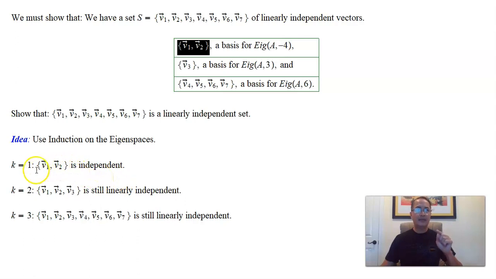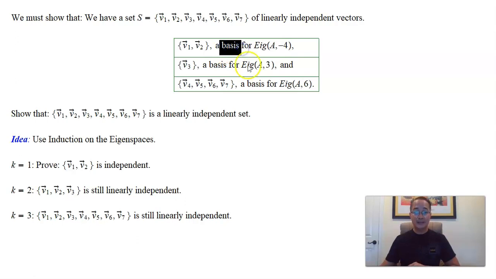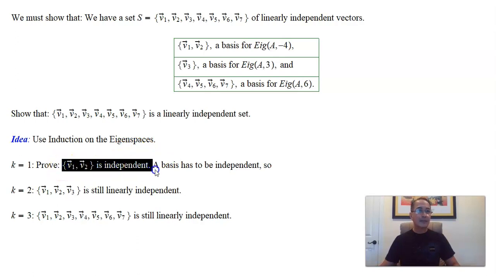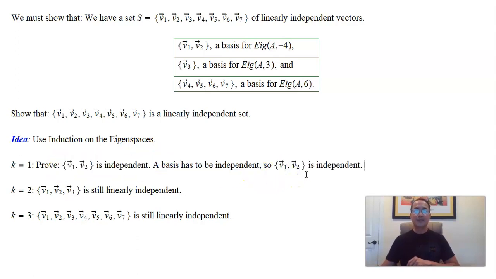Those steps are, let's start with not just b1, but b1 and b2. Prove that that set is independent. I should include the word prove in this sentence. But wait a minute. A basis, that's the definition again. A basis spans our subspace, but is also linearly independent. So, step 1, no problem. A basis has to be independent. So the set is independent. No work at all.